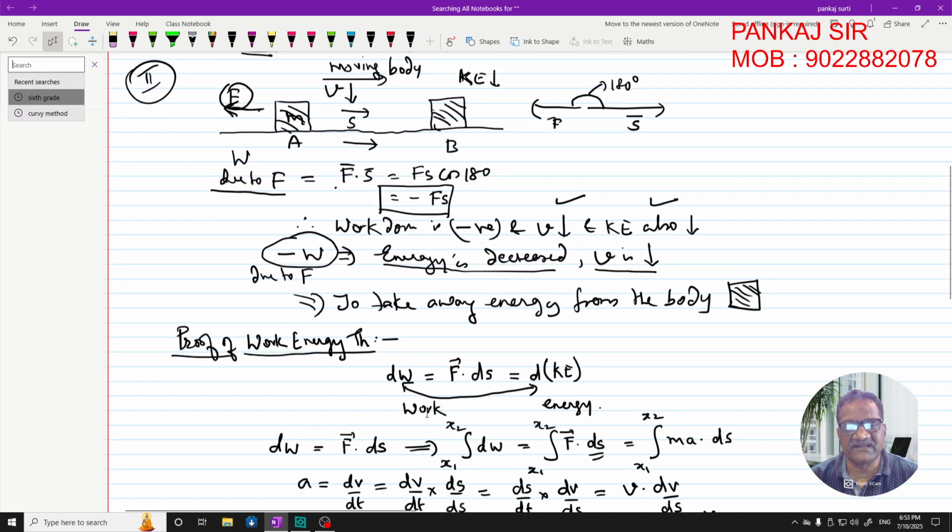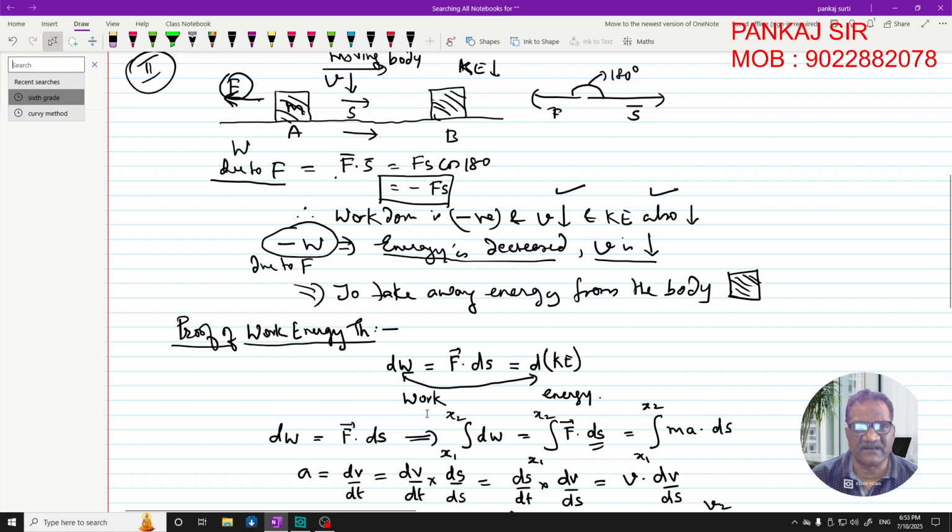In the work energy theorem, I have just taken an example of one force, but actually the work energy theorem states that if a body is acted upon by many forces, it can be one, it can be two, it can be many forces, you have to calculate the work done by all the forces on that body, and that work done will always be equal to the change in the kinetic energy of that body. This is your work energy theorem.